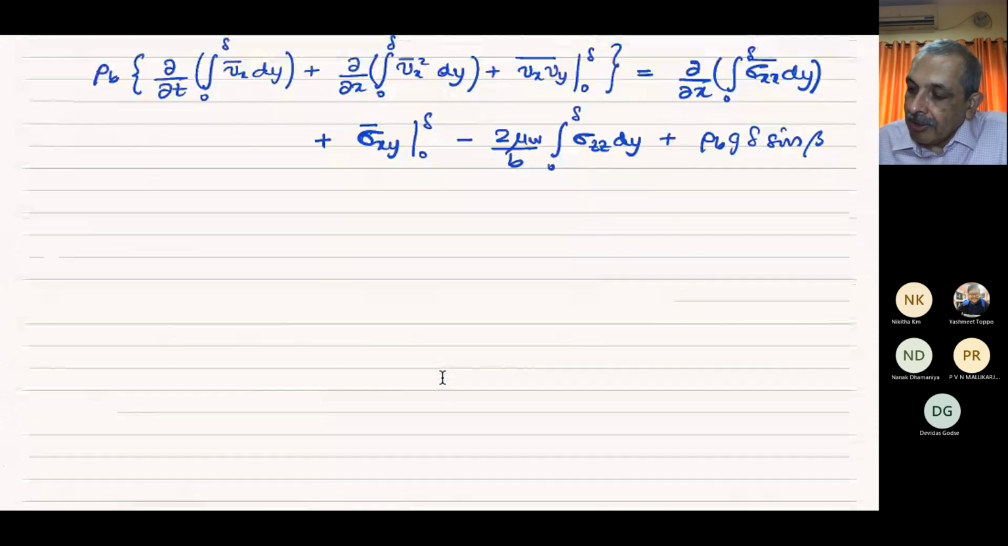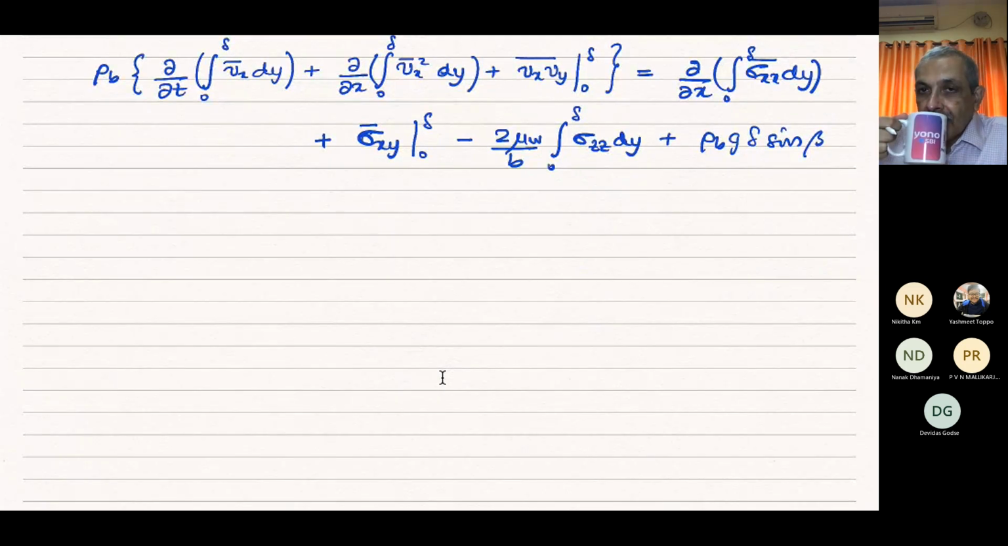So this is your momentum balance equation after integrating with respect to z, which is across the channel, and then with respect to y, which is across the depth. So this is the depth averaging we are talking about.